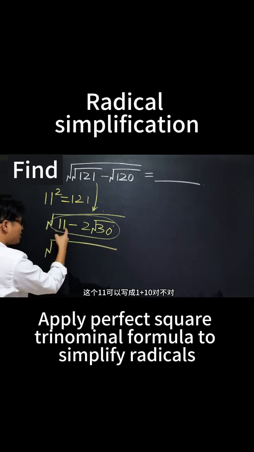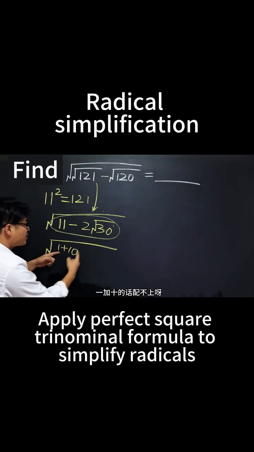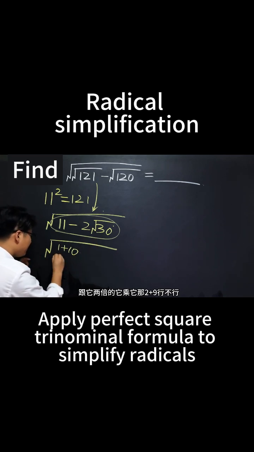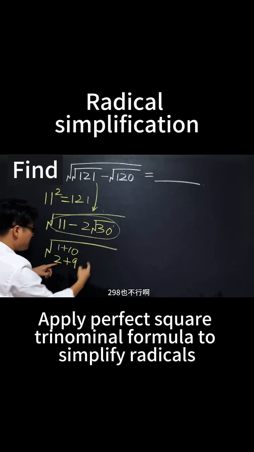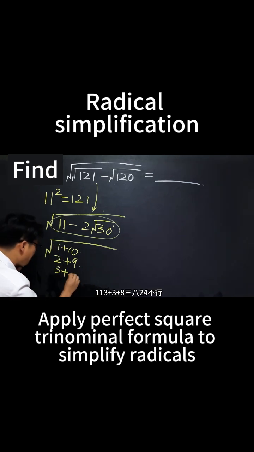This 11 can be written as 1 plus 10, right? But if you write it as 1 plus 10, it doesn't work because it doesn't match the form of twice the product of 2 terms. So can you write it as 2 plus 9? 2 times 9 is 18. That does not work either. So, is it 3 plus 8? 3 times 8 is 24. That does not work either.